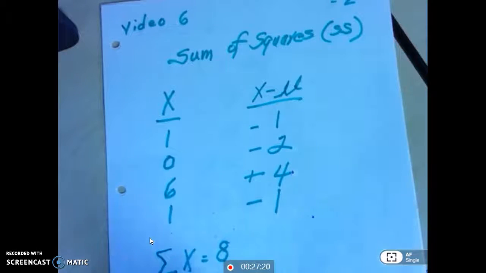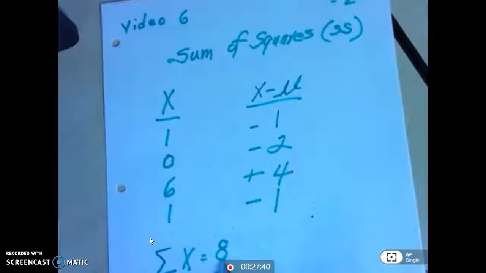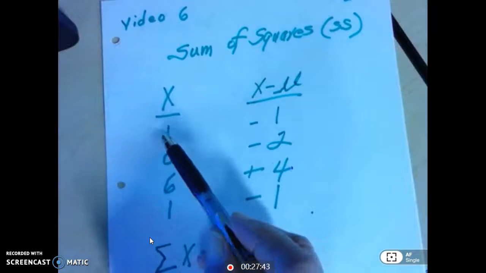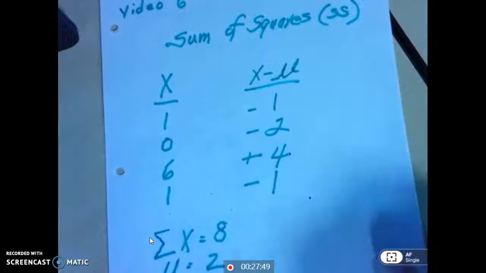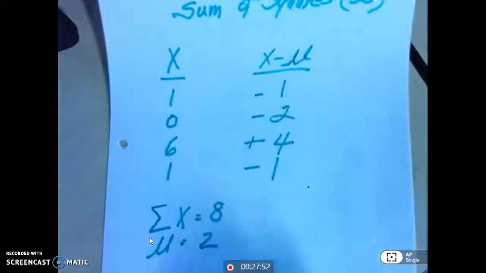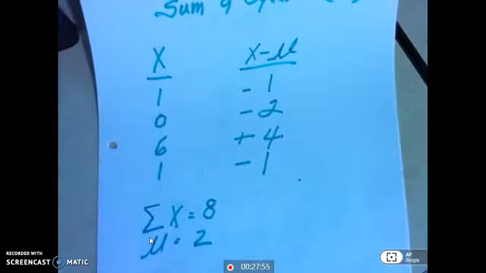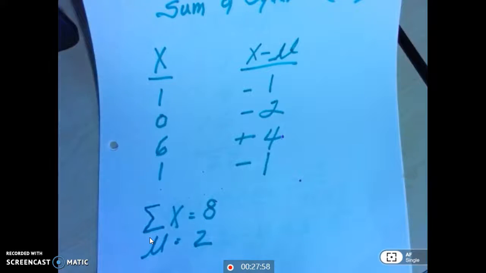But here we have X. This is our data, data X. You can take whatever you want. You can take what individuals got on a test. And we have the data here, 1, 0, 6, 1. Well, the sum of X added up is 8. So if we add this up, 1 and 0 and 6 is 7 and one more is 8. And we have that here. We have the sum sign, that elusive little funny looking E. If you don't remember anything about stats, remember that it's the course with the funny looking E.